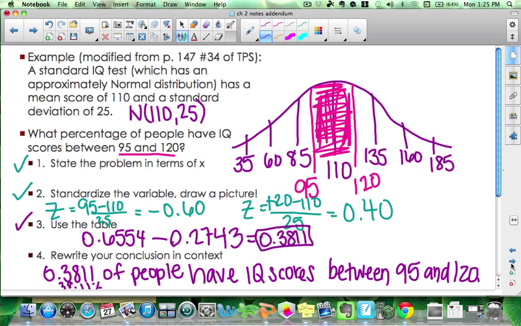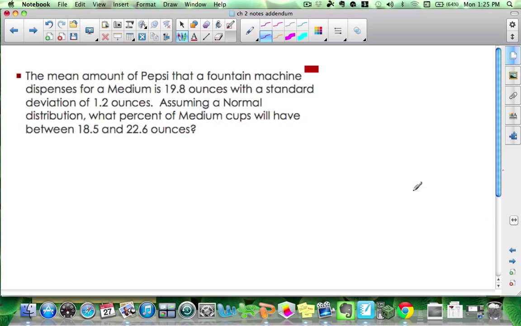I'm going to do one more with you, and then I'm going to have you pause the video and do one by yourself. The mean amount of Pepsi that a fountain machine dispenses for a medium is 19.8 ounces, with a standard deviation of 1.2 ounces. Assuming a normal distribution, what percent of medium cups will have between 18.5 and 22.6 ounces? Now, this sounds similar to a problem we did when we were learning 68, 95, 99.7, but you'll see that these numbers don't work out as well.